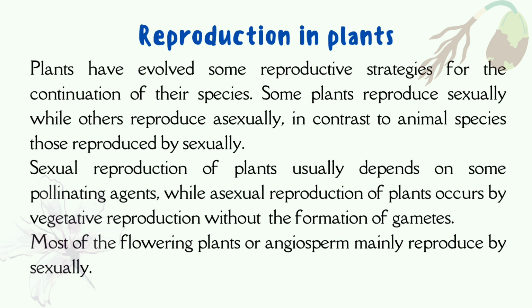The reproduction in plants. Plants have evolved some reproductive strategies for the continuation of their species. Some plants reproduce sexually, while others reproduce asexually, in contrast to animal species, which reproduce bisexually. Sexual reproduction of plants usually depends on some pollinating agents, while asexual reproduction of plants occurs by vegetative reproduction without the formation of any gametes. Most of the flowering plants or angiosperms mainly reproduce bisexually.